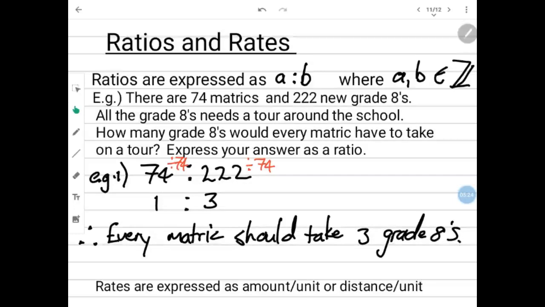Right, that's ratios. Then rates, right, you can see it here at the bottom already. Rates are expressed as amount per unit or distance per unit, right?